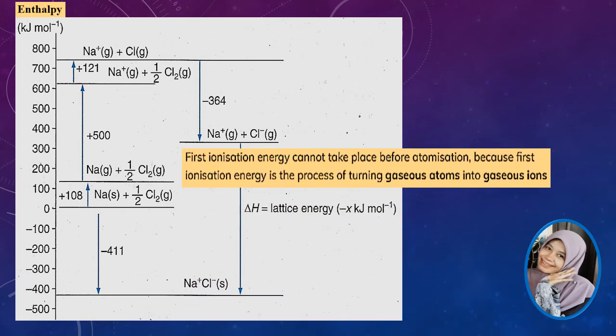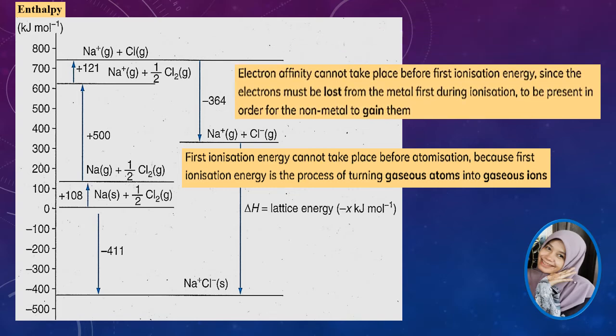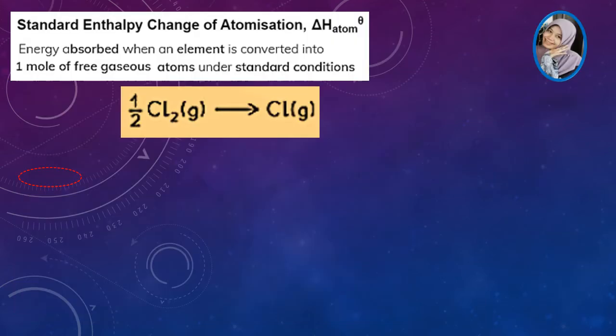First, ionization energy cannot take place before atomization because first ionization energy is the process of turning gaseous atoms into gaseous ions. And electron affinity cannot take place before first ionization energy, since the electrons must be lost from the metal first during ionization to be present in order for the non-metal to gain them. From the definition of standard enthalpy change of atomization and from the equation, it shows the formation of one chlorine gas atom.